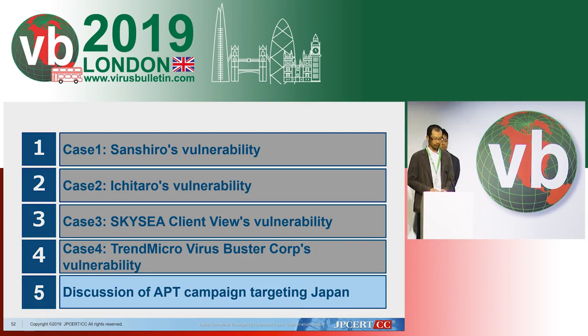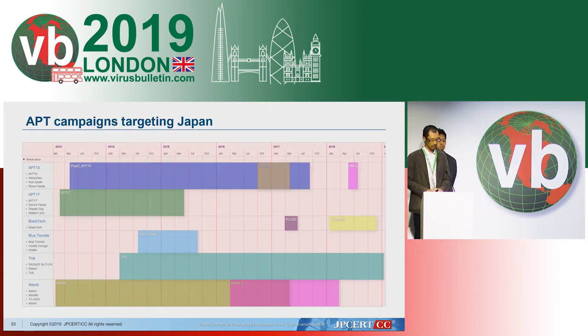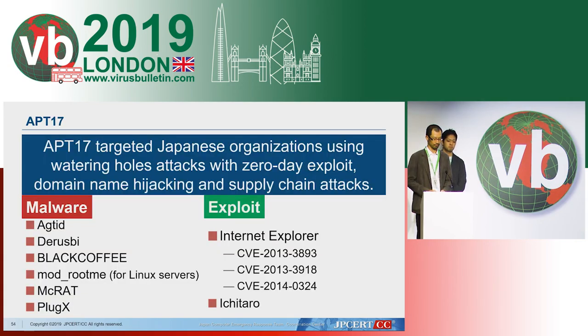After this slide, we will introduce TTPs of APT campaigns targeting Japan. There have been many APT campaigns targeting Japan. Among them, we will introduce characteristic TTPs of APT17, Blue Termite, and BlackTech. First, APT17. APT17 is known for its variety of TTPs, such as domain name hijacking and supply chain attacks.